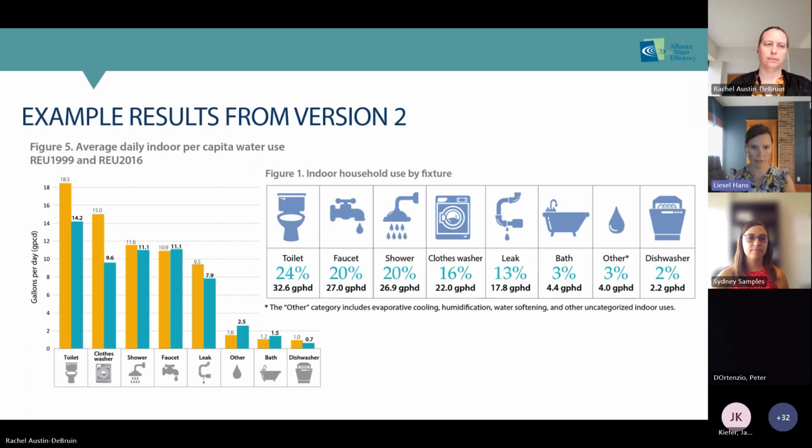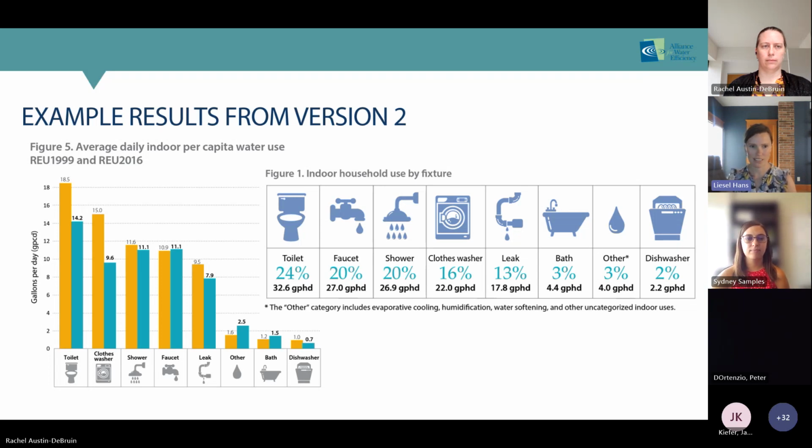Here are just a few graphics illustrating the type of data that's come out of these studies, including average daily indoor water use per person by end uses, as well as at a per household scale. And you can see each of the major end uses that they focused on. And this graphic also shows the differences from the 1999 study to the 2016 study. So it'll be very exciting to have another set of data points showing 23, 24, whatever it ends up being, data points.